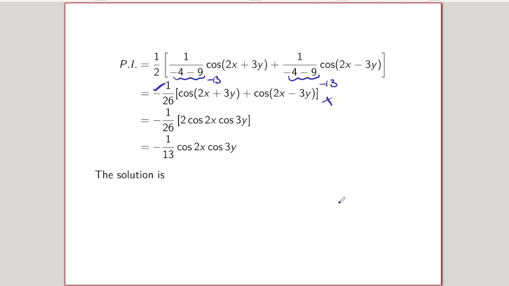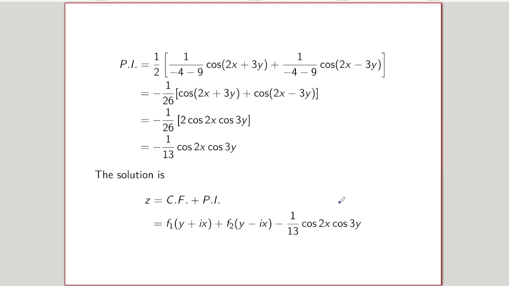We have to bring the particular integral in terms of the right hand side term given in the question, that is cos 2x cos 3y. Now cos A plus B plus cos A minus B can be written as twice cos A cos B. So 2 and 26 will get cancelled. Our solution is minus 1 by 13 cos 2x cos 3y. The complete solution, we can write it as complementary function plus particular integral. So this will be our complete solution in this problem.